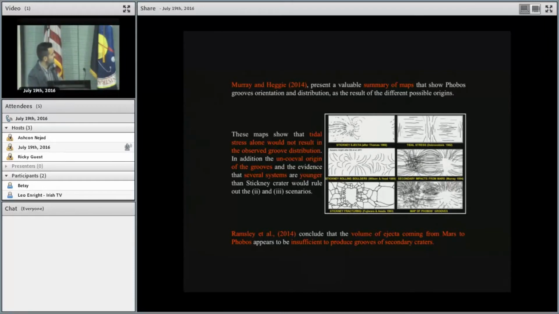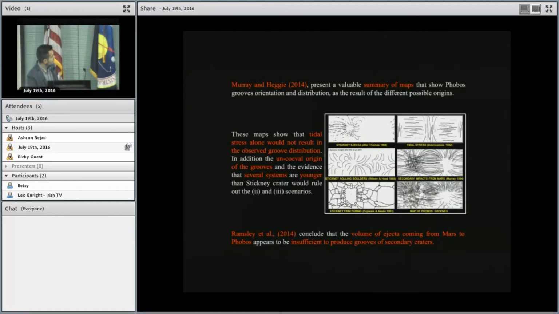In this specific case, in the work of Thomas in 1998, these are the grooves that we expect if we have Stickney ejecta boulders, if we have tidal stress on a homogeneous body, a work done by Dobrovolskis in 1982, then Stickney rolling boulders, and then also Stickney fracturing.